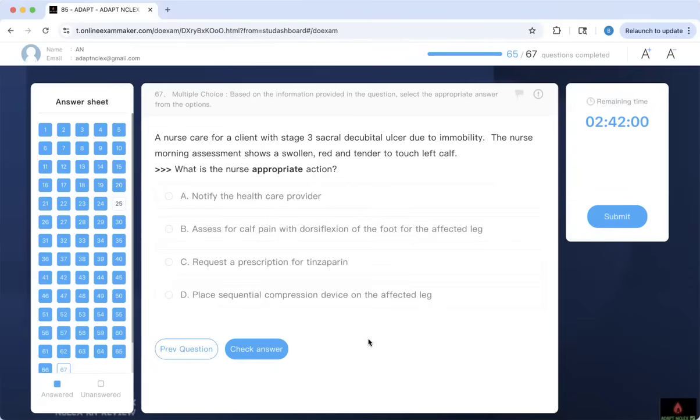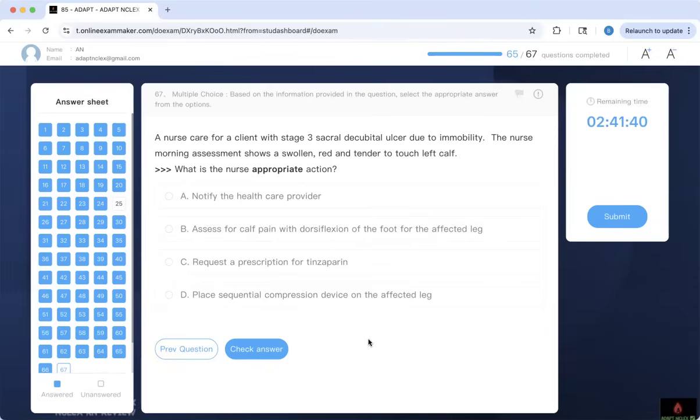Let the doctor know. Assess for pain with passive dorsiflexion of the foot of the affected leg. Request a prescription for what? Enoxaparin, and place what? SCDs on. What do you want to do? Yes, DVT.